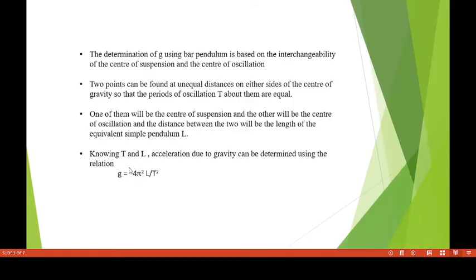This equation we have obtained from the equation of time period, which we have already seen in the last class. The time period of the compound pendulum was given by 2 pi root over L upon g, where capital L is the length of the equivalent simple pendulum. We just squared it and wrote the expression for g.